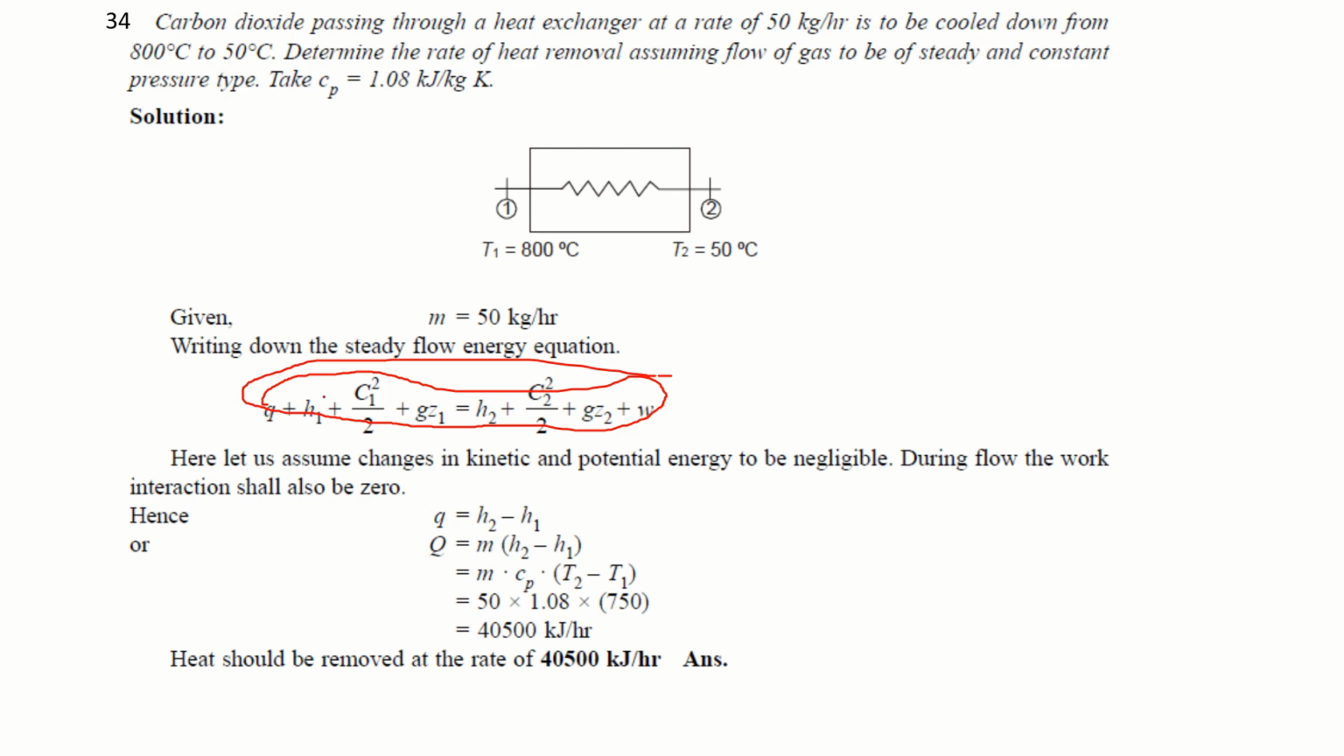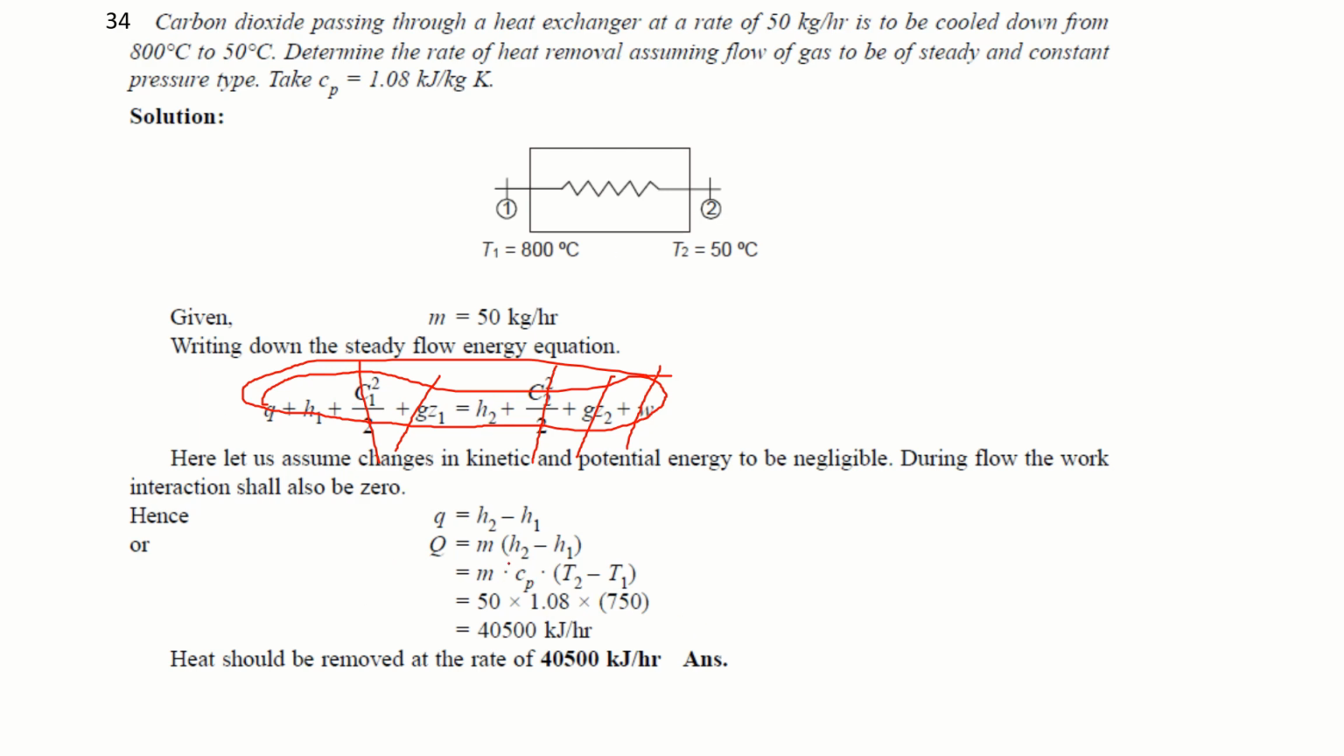This is the heat supplied. This is what we call enthalpy. I have not told you what is enthalpy. This is kinetic energy, this is potential energy at inlet point. The same thing, enthalpy, kinetic energy, potential energy, and the work done by the system at the exit point. Assuming that there is no kinetic energy, no potential energy at inlet, same way no kinetic energy, no potential energy at outlet, there is no shaft or PdV work and W is not there. So Q will become simply H2 minus H1, that is change in enthalpy.